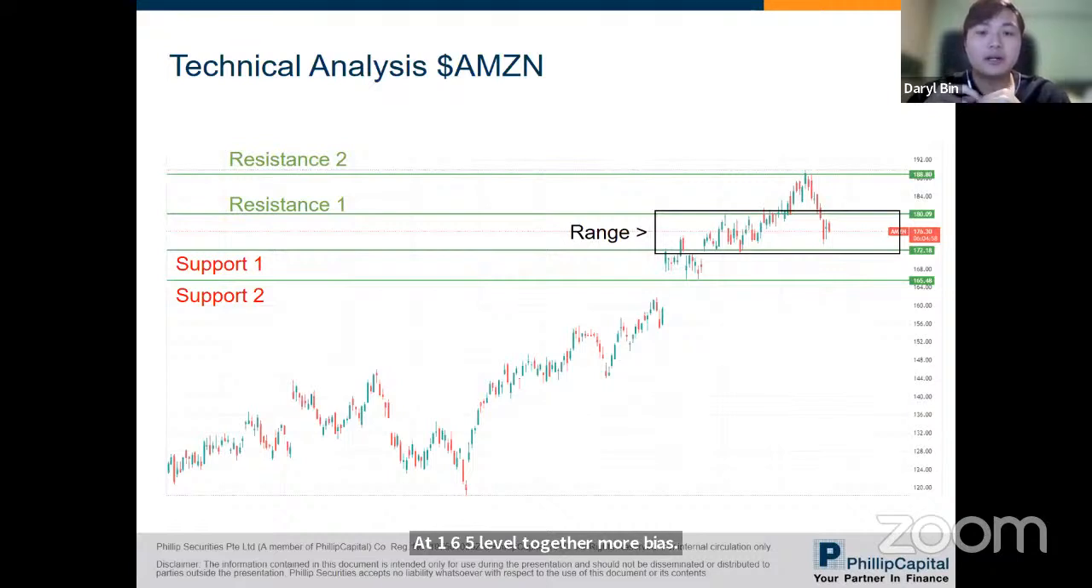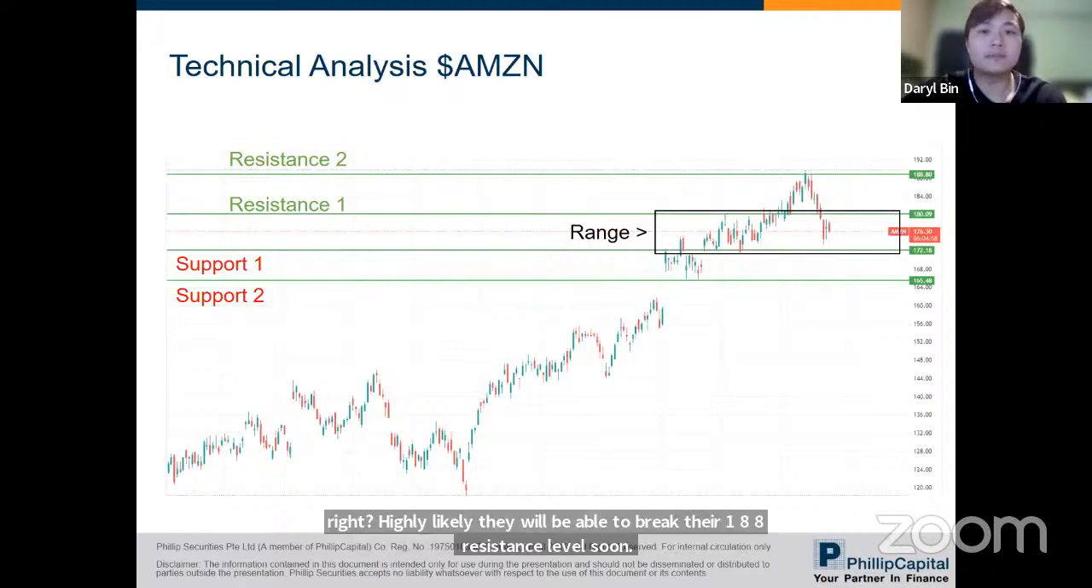So right now, what I'm seeing is Amazon has formed a higher high, and they have not formed a lower low, which is a good thing because it shows that they still have upwards momentum, and they are also close to their resistance too. If there isn't any rejection at the 180 level, highly likely they will be able to break their 188 resistance level soon. And these are my levels to take note for Amazon.